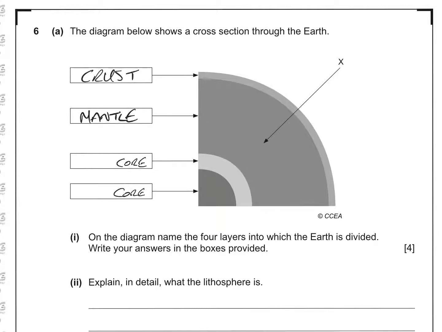Okay, so it doesn't take a genius that if one of these is the inner core and the other one is the outer core, then the inner core must be this one, and the outer core must be that one. 4 easy marks.